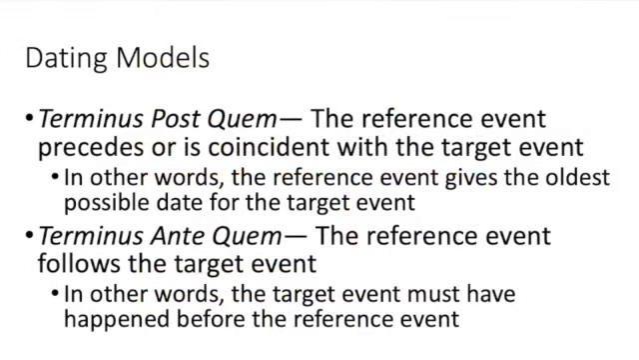Long before Dean's article, archaeologists were using two other terms to describe dating discrepancies. These are less precise than Dean's terms, but are still useful. Terminus postquam refers to a reference event that gives the oldest possible date for a target event, while terminus antiquam refers to a reference event that must be later than the target event.